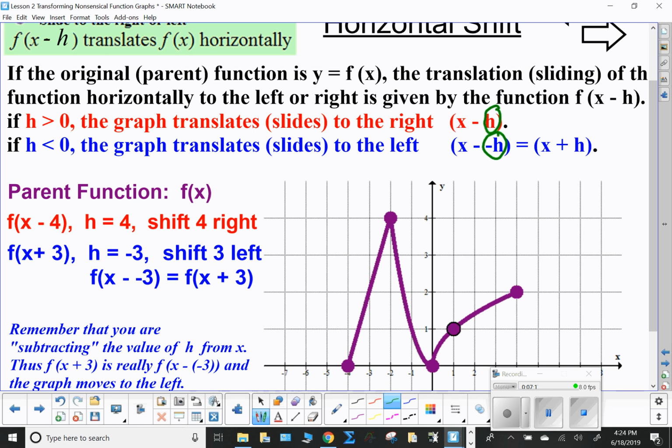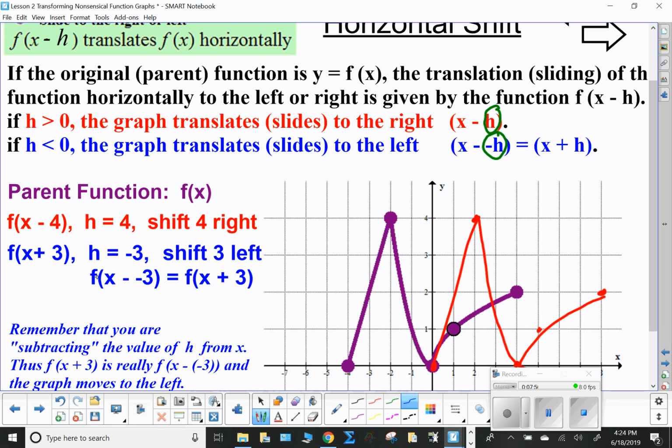So, if we take a look over here, and we have f of x minus 4, we have h is 4, which means I'm going to shift this whole thing 4 to the right. So I take every point, and I shift it from where it is 4 places to the right. And then I redraw the graph.